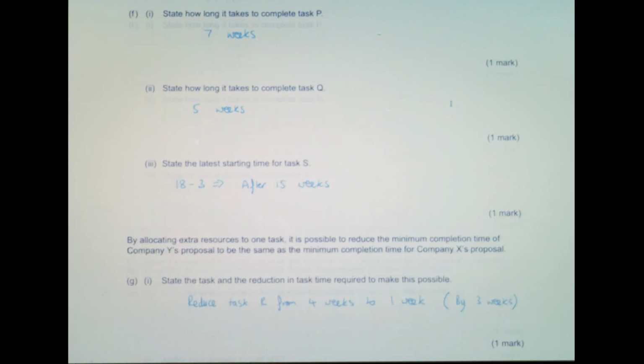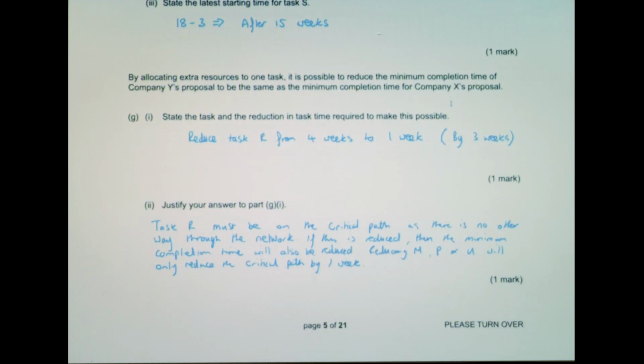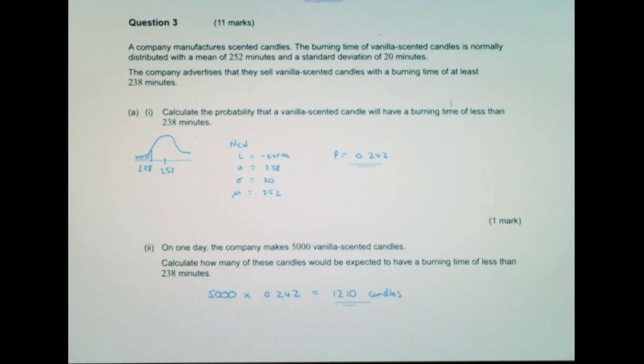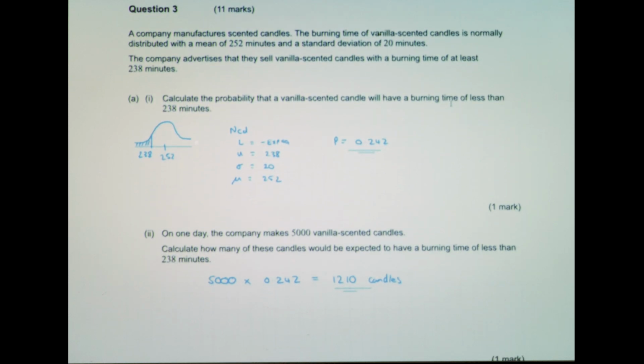Any other questions about that one? Okay, let's move on. Question 3, normal distribution.